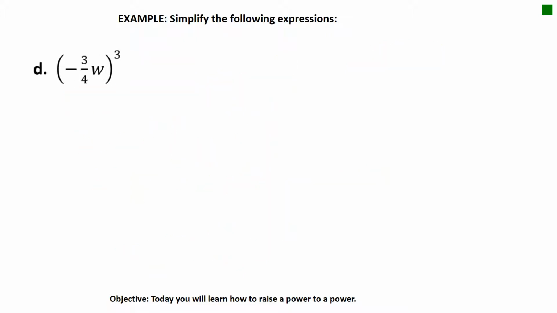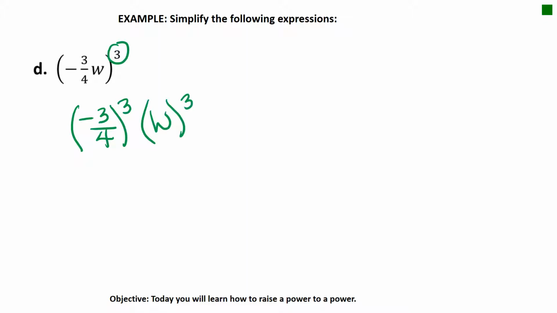Okay, now this one's a little bit weird because we've got a number, a coefficient, and a variable. And we've got a creeper. Oh, I forgot to say, creepers multiply here. All right. So negative 4 is being taken to the power of 3. W is being taken to the power of 3. Okay, they're getting creeped on.